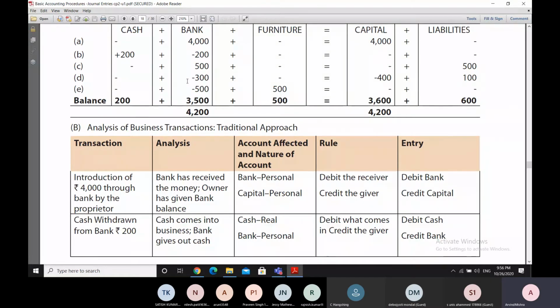Now let's say that in the second example, cash is withdrawn from the bank. Bank here is a personal account. Cash is the real asset account. And therefore the rule for this is debit what comes in as far as the real account is concerned, and as far as the personal account is concerned, we say credit the giver. So debit what comes in is for the cash account, debit cash, and credit the giver is for the personal account, which is the bank account, credit bank.